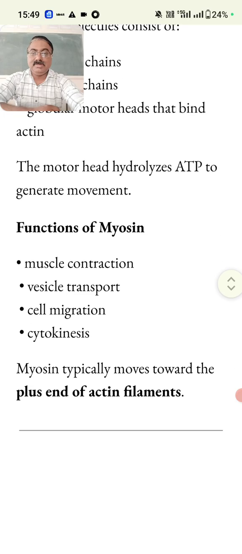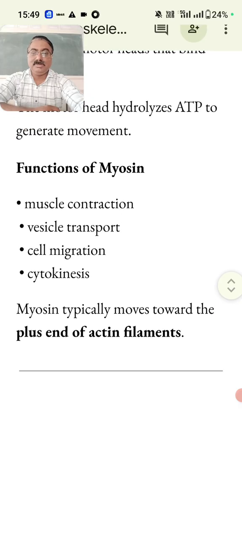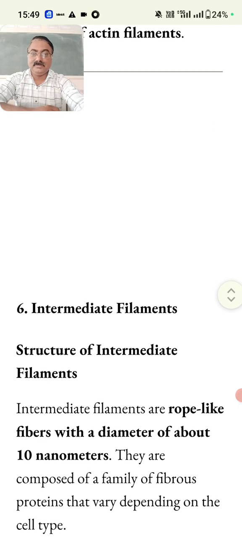Functions of myosin: muscle contraction, vesicular transport, cell migration, and cytokinesis. Myosin typically moves towards the plus end of the actin filaments.